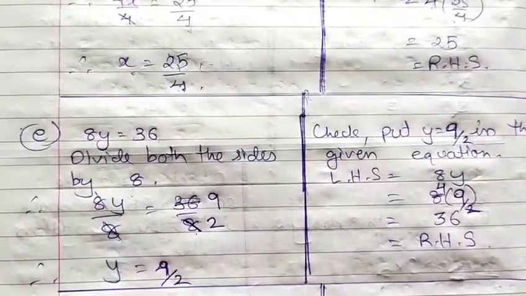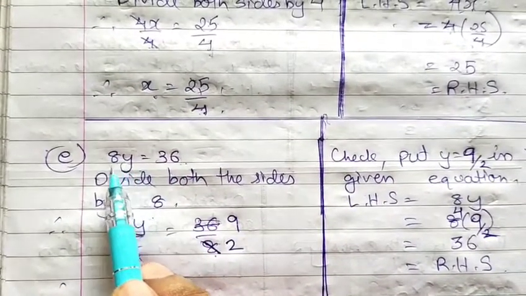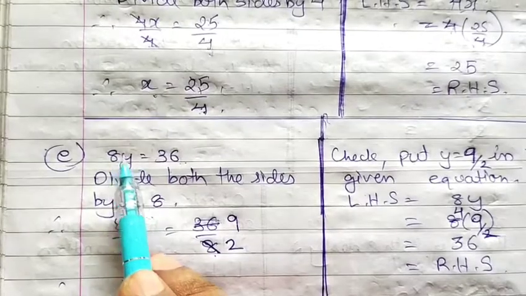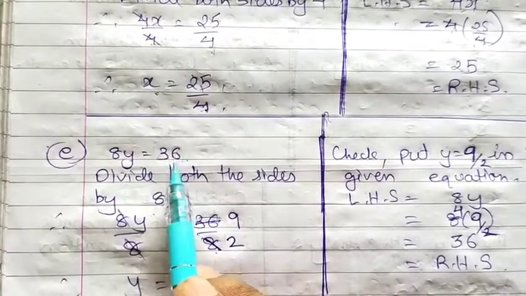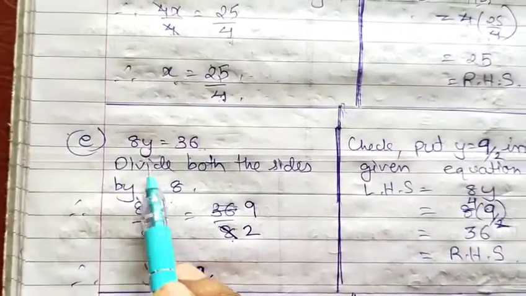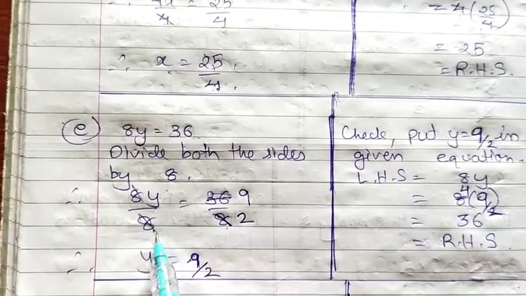Now the next one. 8 times y equals to 36. Now dear student, how to eliminate this 8y? It is in multiple form. So obviously I have to divide 8y by 8. So if I am dividing 8y by 8, I have to divide 36 by 8. Now by doing such, see, divide both the side by 8. 8y divided by 8, 8 and 8 will get cancelled.